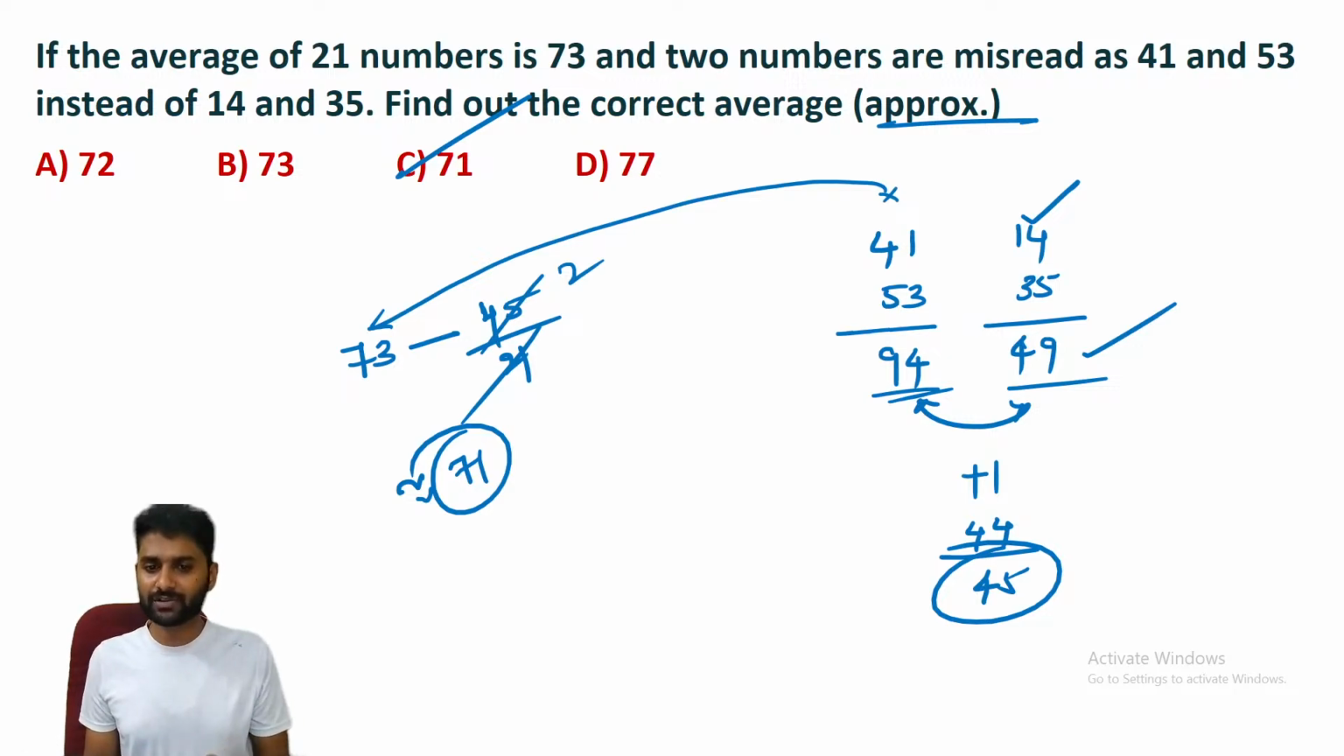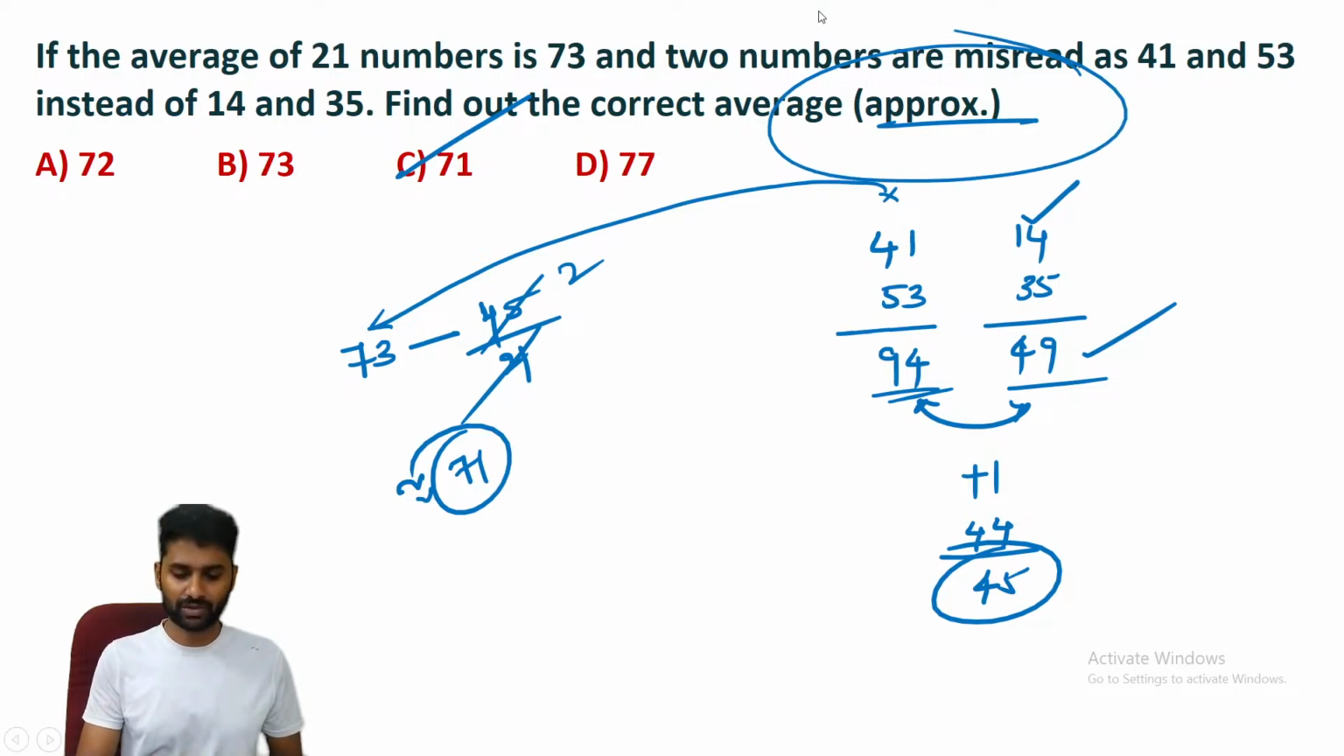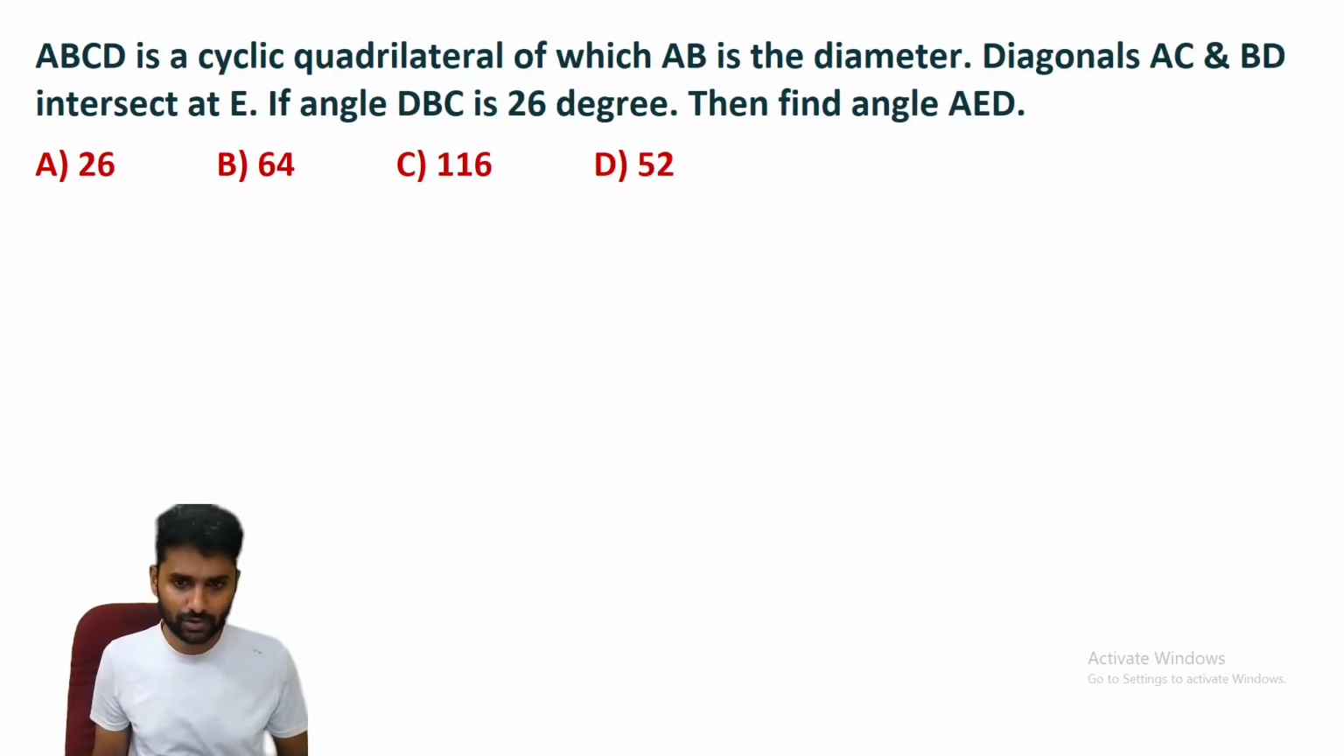Guys, we have to replace with the original value. If you replace with the original value, then the average decreases. Why? Because instead of 49, we considered 94. We have taken more values. That's why you have to subtract. If you subtract it, then the overall average decreases from 73 to 71. Now we have to identify the approximate. Go through this question.